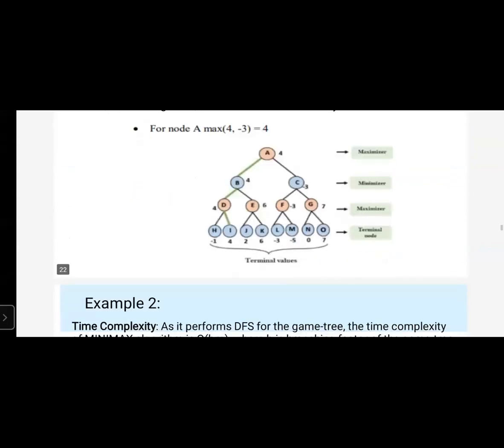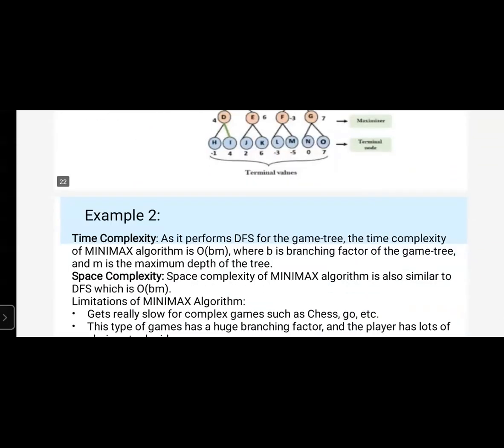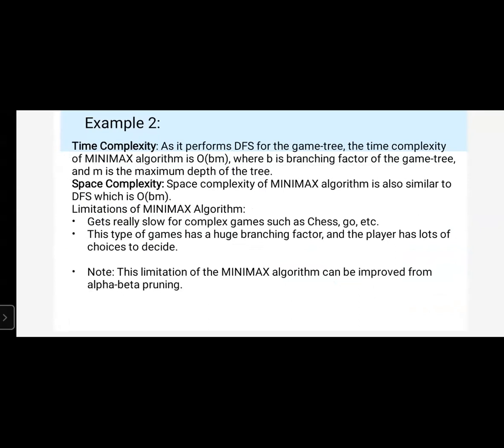So this is how to solve the problem. Now let us see the time complexity and space complexity. As it performs DFS on the game tree, the time complexity is big O of b to the power m, where b is the branching factor and m is the maximum depth of the tree. Coming to space complexity, the space complexity for the min-max algorithm is similar to DFS, which is big O of b times m.